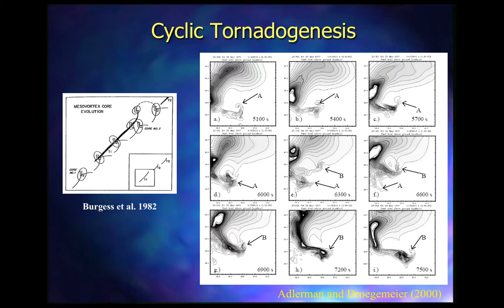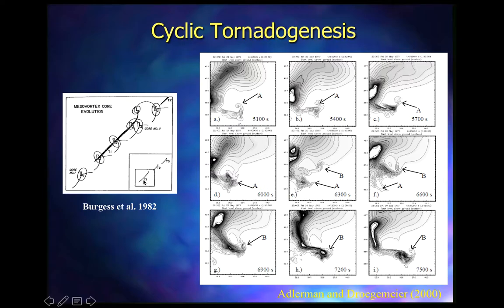So let me segue a little bit here into cyclic tornado genesis. Kind of a favorite topic of mine because one of my doctoral students did his dissertation on this topic, and we've published papers on it. So this leftmost figure here is from Don Burgess, who's now retired, but he's still at CIMMS.